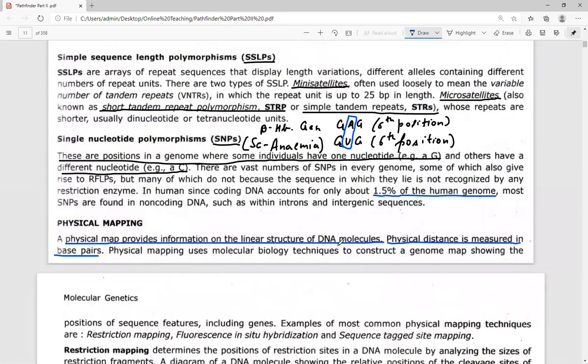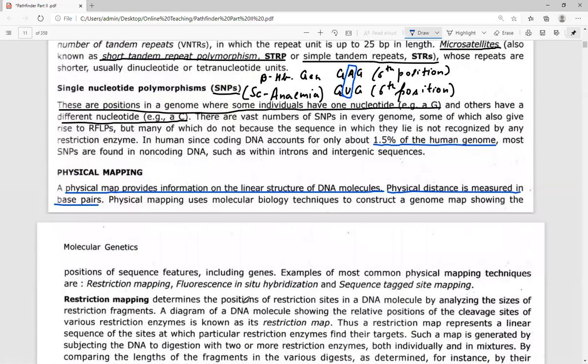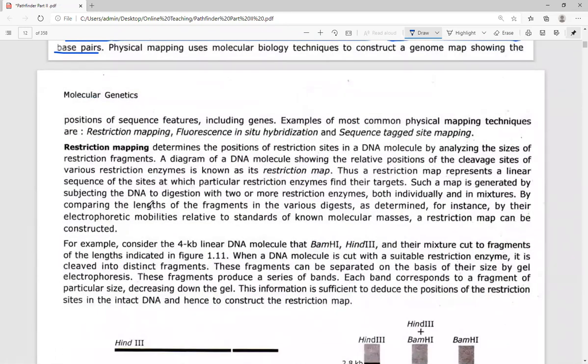Physical mapping uses molecular biology techniques to construct a complete genomic map showing the position of sequencing features including genes. Examples of most commonly used physical mapping include restriction mapping, fluorescence in situ hybridization, and sequence tagged sites.